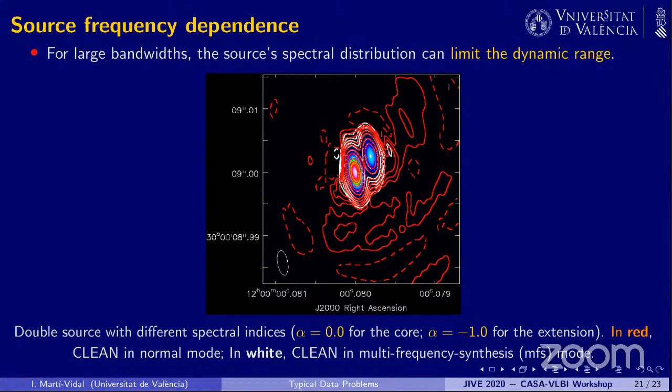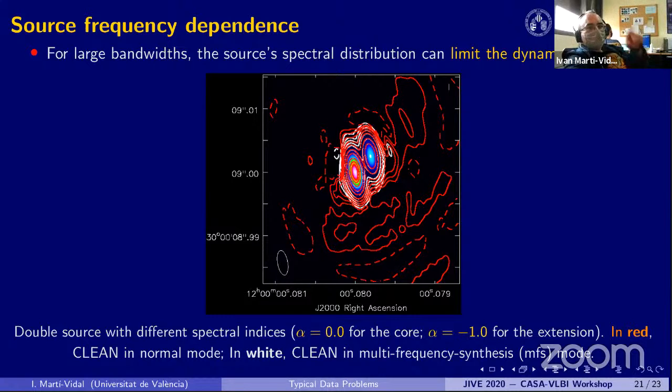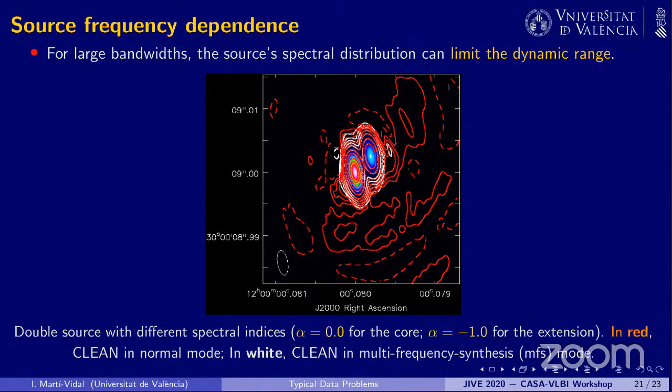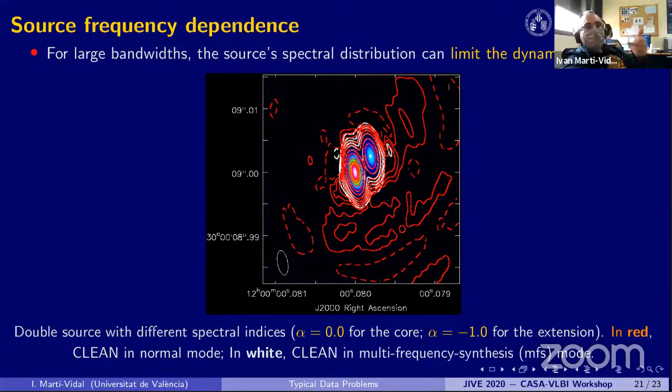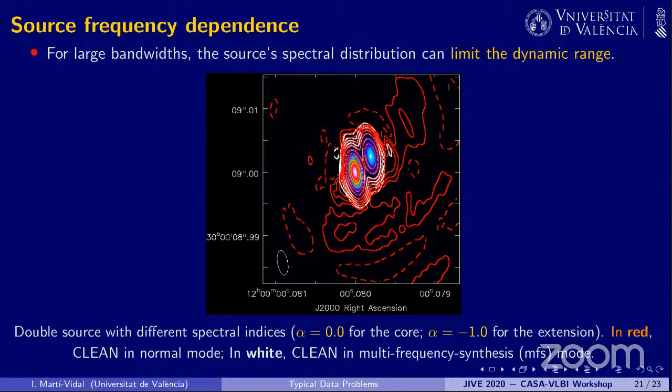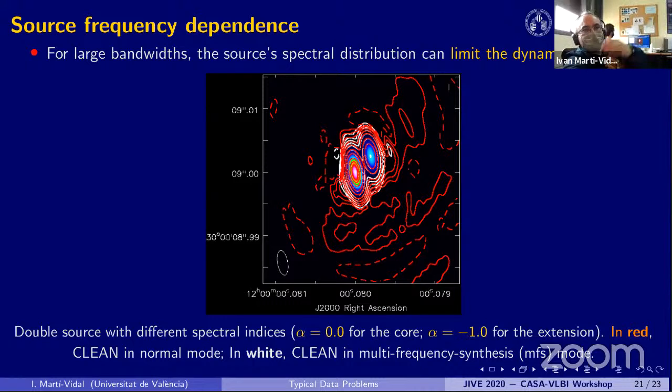Do you think that with the future broadband receivers, which would be really a number of gigahertz, we would also need to use the nterms parameter in tclean? Yeah. Actually, this was already using nterms. I was setting nterms to 2 in order to fit for the spectral index, for the image at the fiducial frequency plus the first Taylor term.